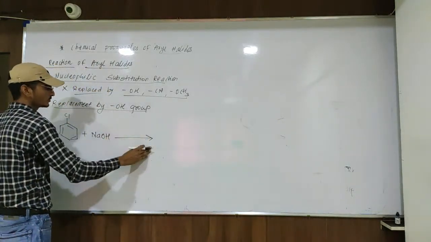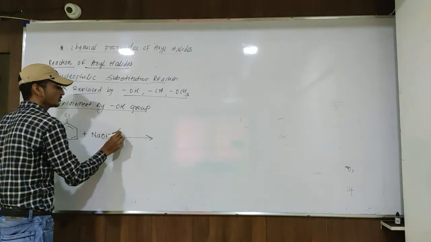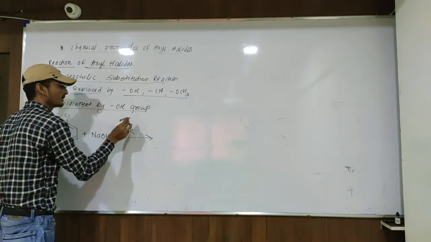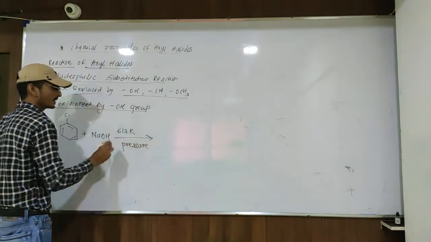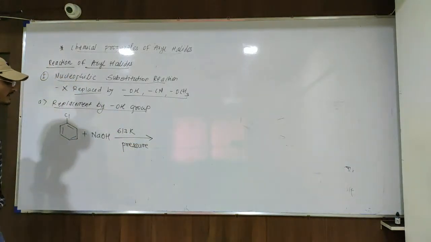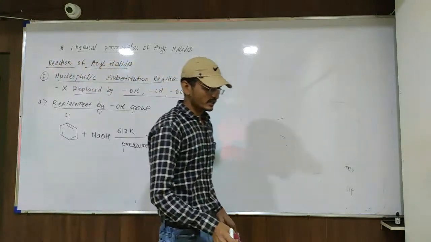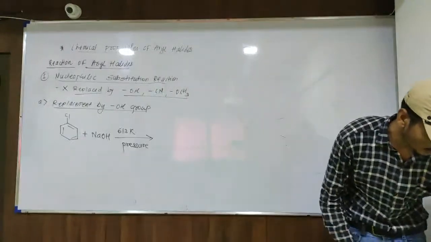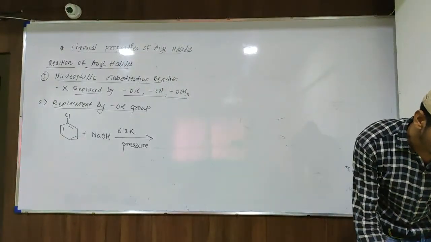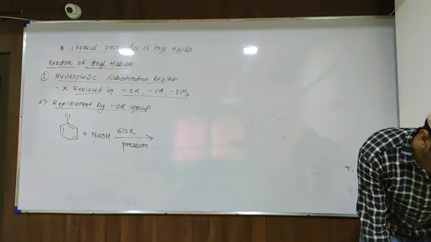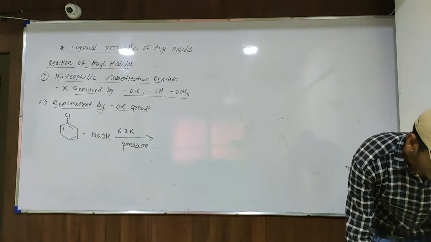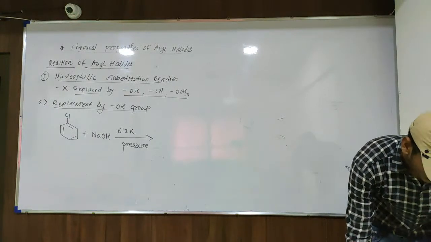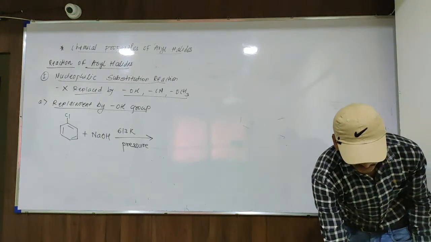Okay, so it reacts with the NaOH, so it should be alcoholic, but there is a required temperature, so there is a required pressure, high pressure, and then the reaction is possible, otherwise the reaction does not take place, because in this case there is a need of the strong nucleophile, and then the reaction takes place. Okay, so what is the reaction here?